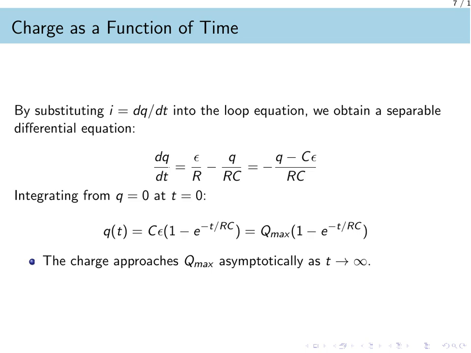To find how charge changes over time, we substitute the definition of current, I equals dq over dt, into our loop equation. This results in a separable differential equation. By rearranging the terms and integrating from an initial charge of 0 at time 0, we derive the expression for charge as a function of time. Q of t equals Q max times the quantity 1 minus e to the power of negative t over RC. This mathematical relationship shows that the charge does not reach its maximum value instantly. Instead, it approaches Q max asymptotically as time approaches infinity.